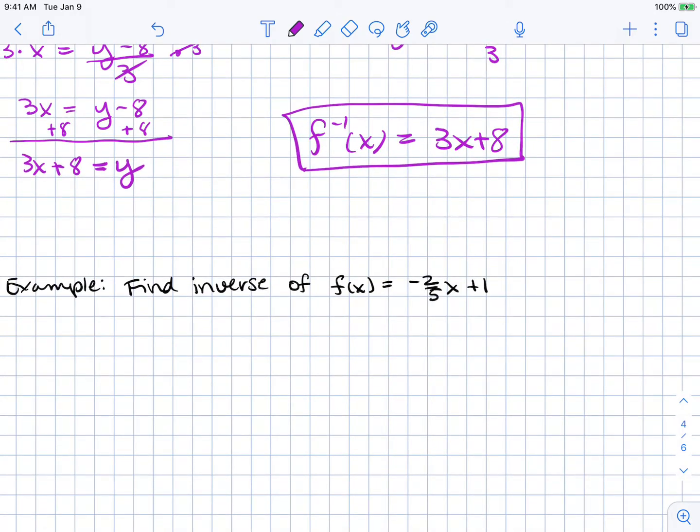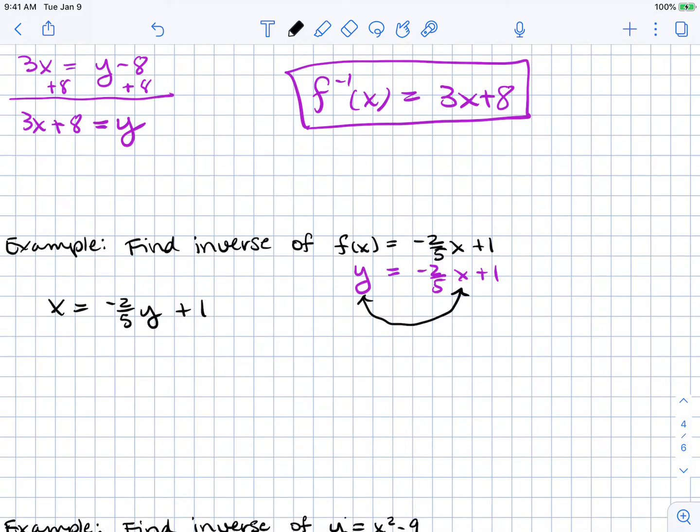Here we'll do this one as another example. I'm going to change this to y equals negative 2/5 x plus 1. Again, I need to switch their places and say that x equals negative 2/5 y plus 1.